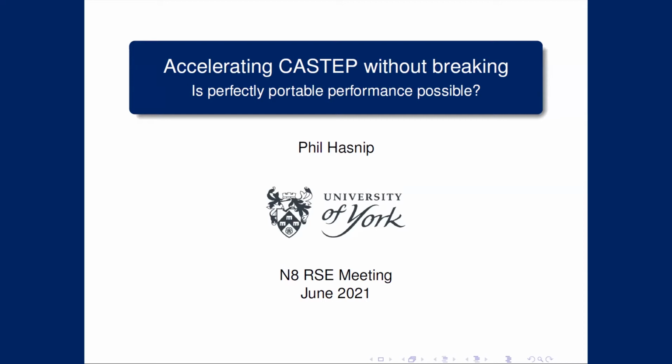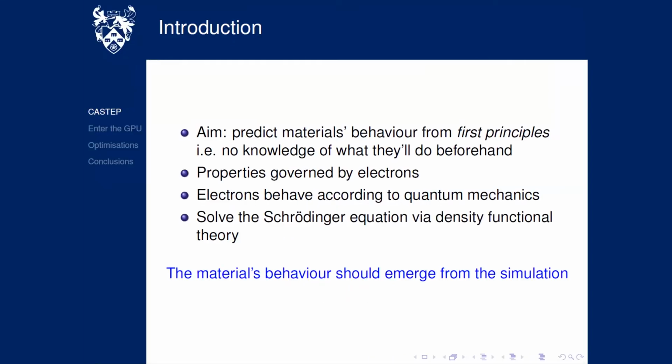So first, a little word about what CASTEP is. CASTEP is a software that aims to predict the properties of materials. Properties like, does it conduct electricity or not, or heat, how chemically reactive is it, things like that. Can we predict the results of experiments when they measure various spectra?